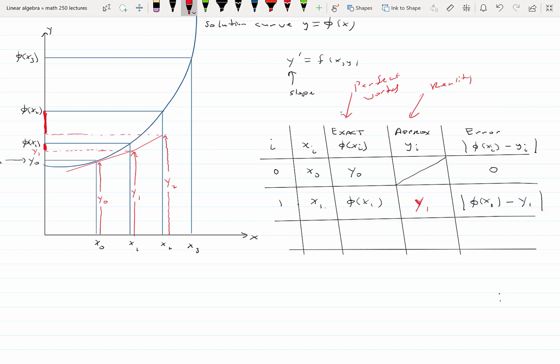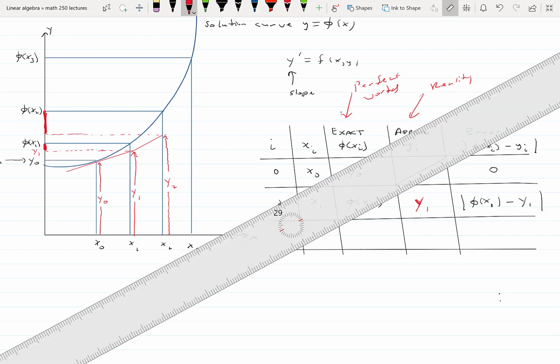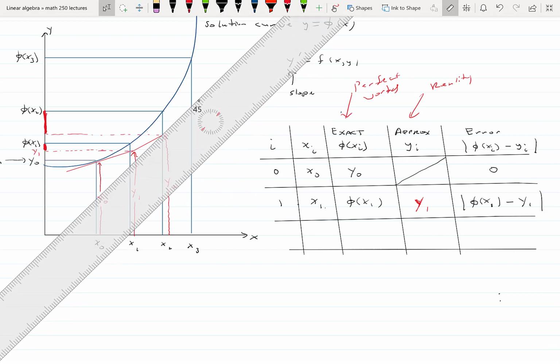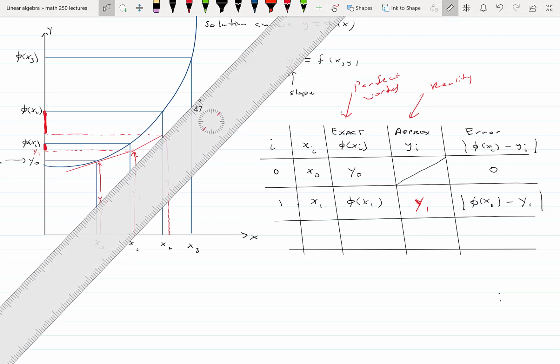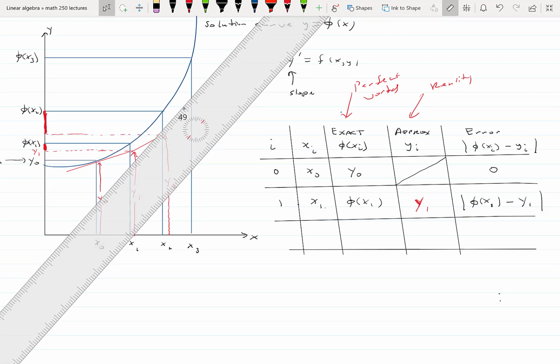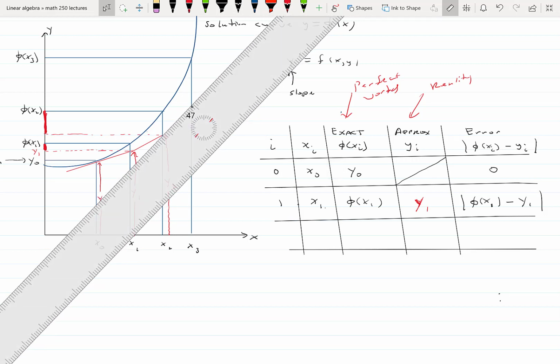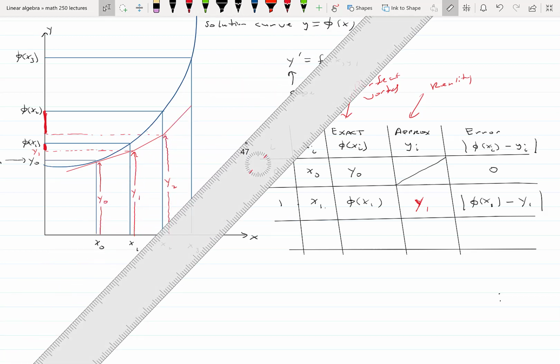What we do is, since we have x2, y2, we find an equation of a line through x2, y2, and use as the slope of that line the slope given by the derivative, not at phi of x2, because we don't have access to phi of x2. We use it at x2, y2. And that's going to be off. That's not going to be accurate. In fact, we lose accuracy every time we find a new approximation to a solution point.